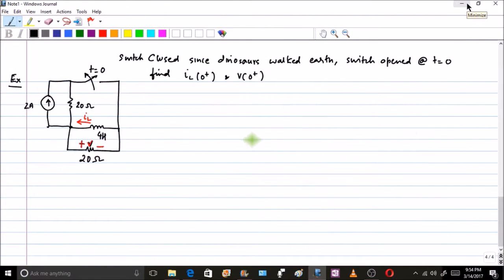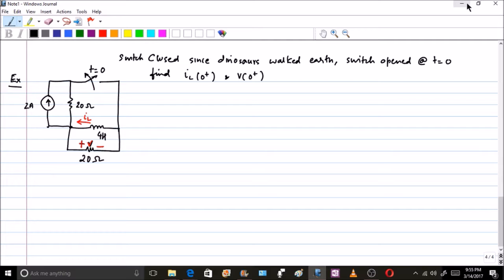Hello friends, let us continue our discussion on various problems on source-free RL circuits, and I have taken an interesting problem here because this is going to test whatever you have learned till now. The problem might look very simple, but there are a lot of chances that you might make a mistake in such questions. So let us start the question.